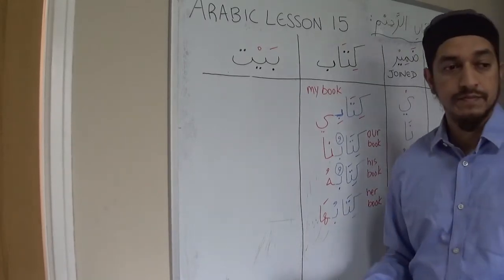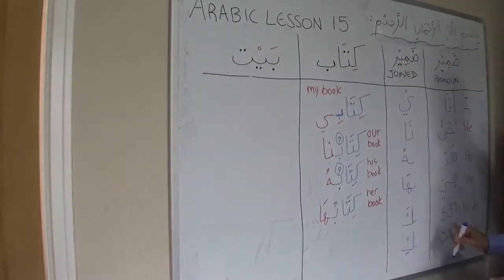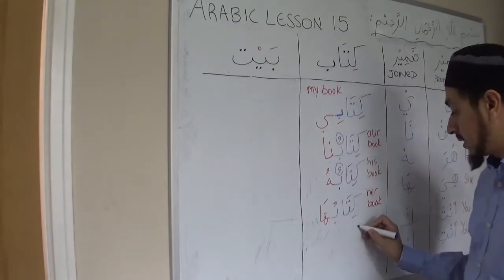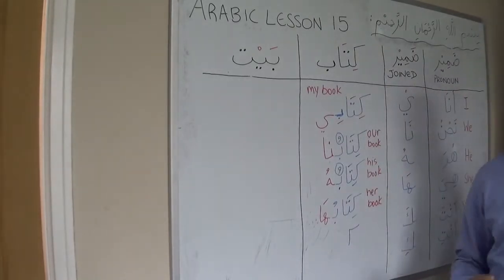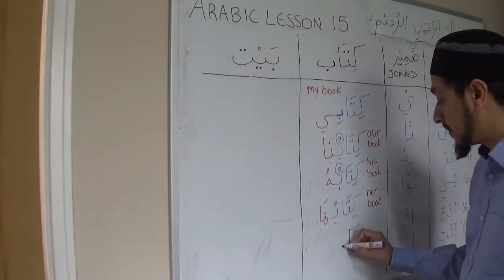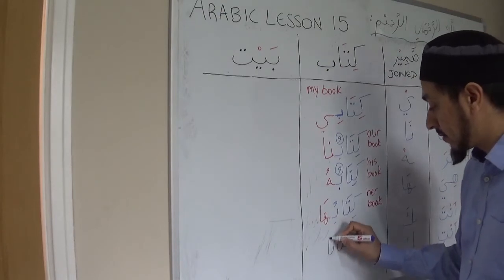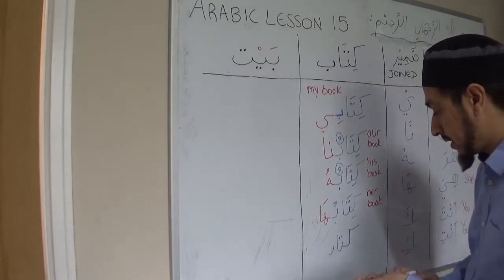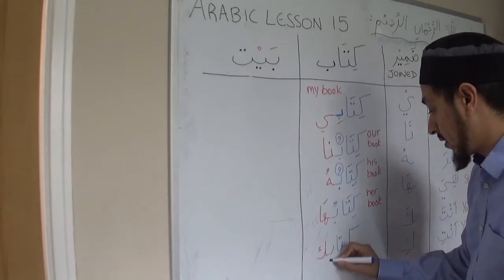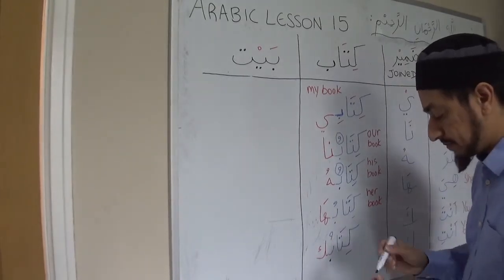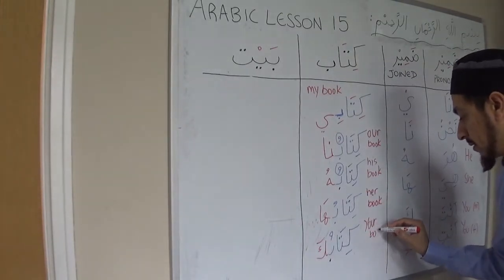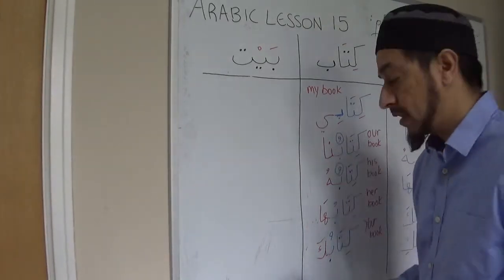Next one we have is you. No, anta for the male. Okay, quiet. Just be there at the back, quiet, please. Anta changes into ka. So kitabuka, and then the ba joins on to the ka. Can you close the door, Hassan, please? Kitabuka, your book, to a male.